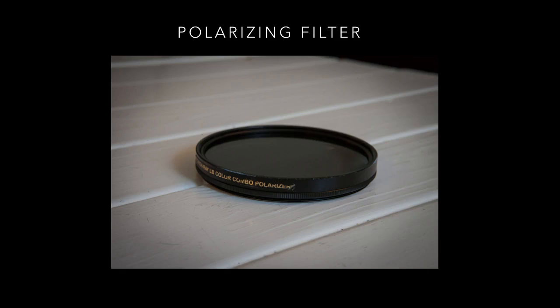In this short video I will show you the effect of a polarizing filter. A polarizing filter is attached in front of the lens. If you want to deepen the color of the blue sky, the filter works best when you have the sun at 90 degrees to the lens. For example, if you have blue sky and white clouds, you will increase the contrast by darkening the blue sky.